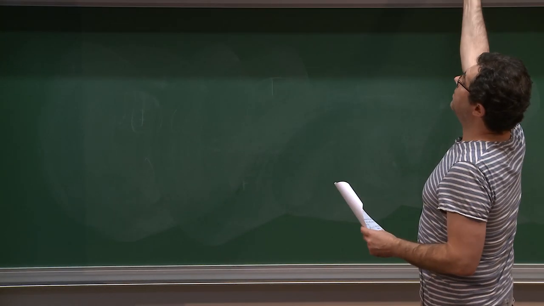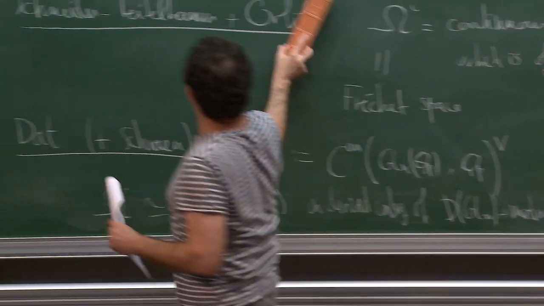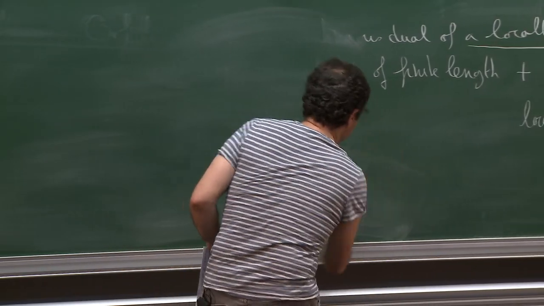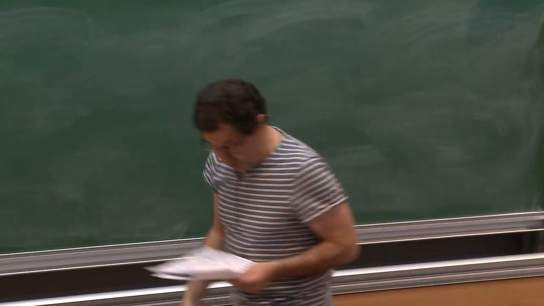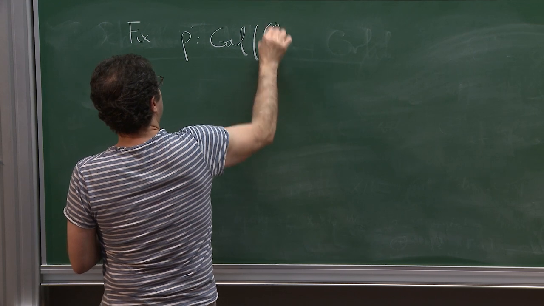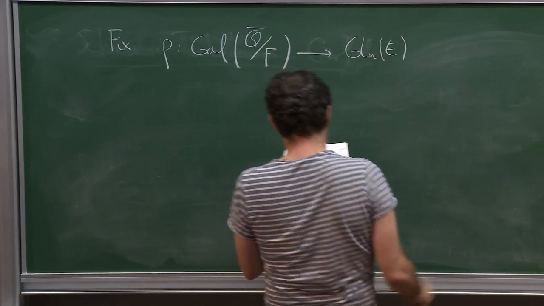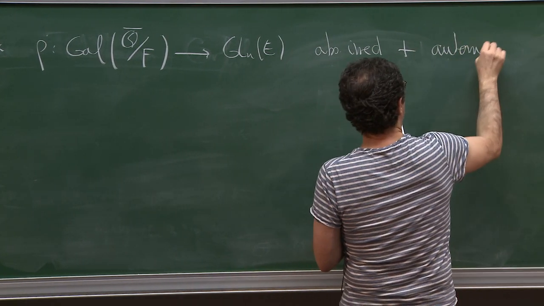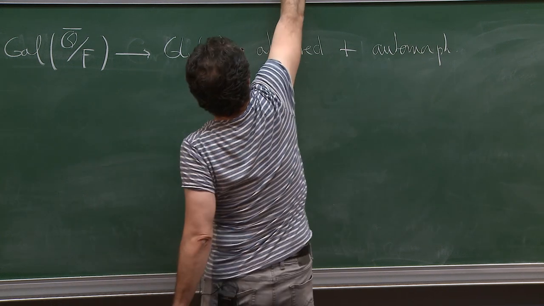As follows. So we start from a Galois representation, an automorphic Galois representation. And we take some Hecke eigenspace and try to see what comes in. So let me fix rho from Galois of Q bar over F to GL_N of E, which is absolutely irreducible and automorphic for G. So the function is supposed to be continuous? Continuous, yes, continuous. This is the C underline means continuous.